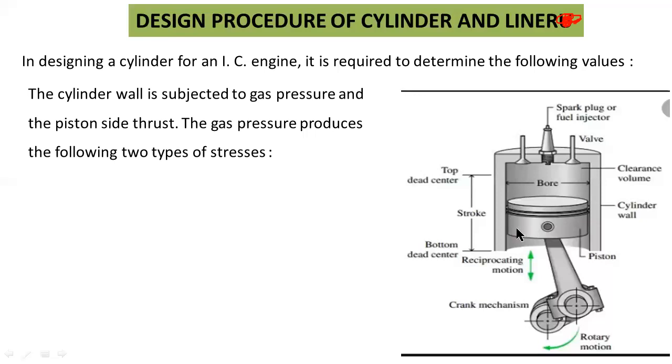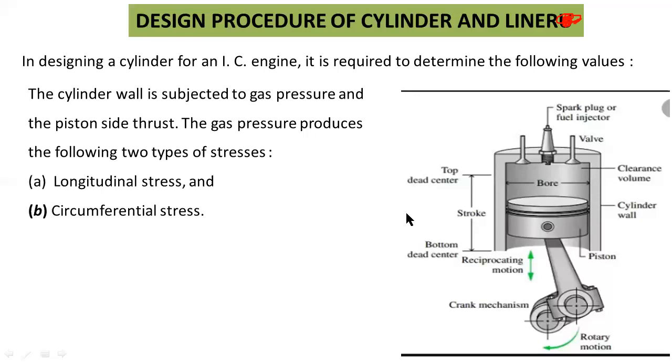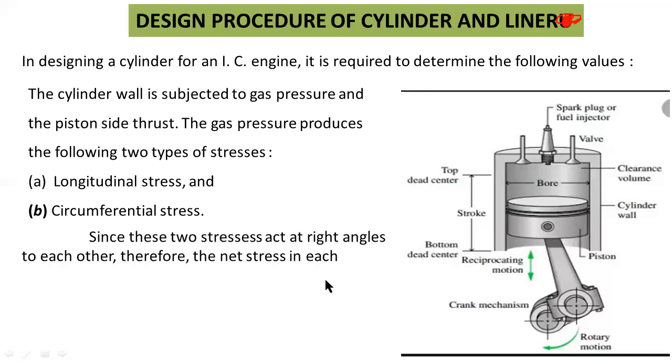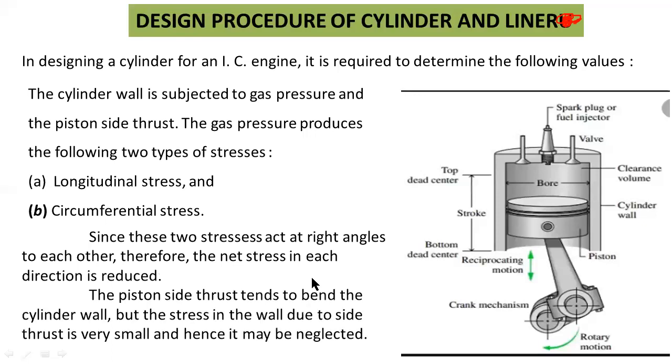You can only concentrate on gas pressures. Here there are two types of stresses developed in the engine cylinders. The first one is the longitudinal stress and the second one is circumferential stress. Since these two stresses act at right angles to each other, the net stresses in each direction is reduced. The piston side thrust tends to bend the cylinder wall, but the stress in the wall due to side thrust is very small and hence it may be neglected.